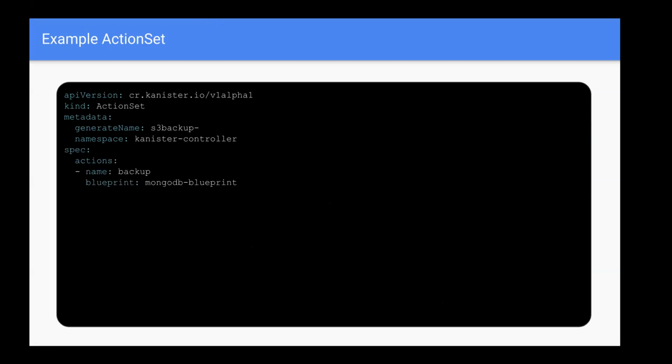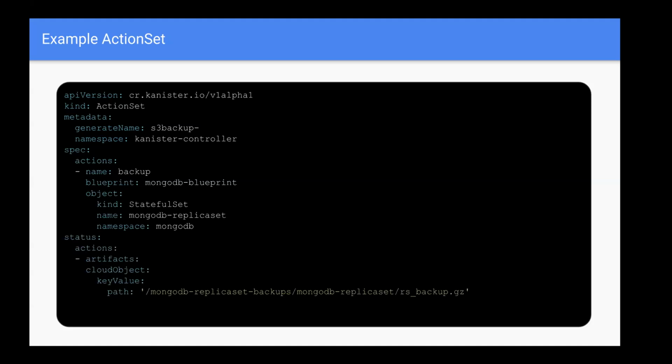Next slide, please. An action set has a spec and a status. In the spec, you define the action you want to run inside a blueprint. So here we have a reference to a blueprint as well as the action within the blueprint we want to run. Next slide, please. It also references a specific object, a specific resource. So here we're referencing the stateful set that we want to perform the backup on. If, let's say, multiple instances of Mongo are deployed, you would just change, for example, the namespace or the name of this reference. Next slide, please. And what we do at the end is once the action completes, we update the status with any errors that occurred.